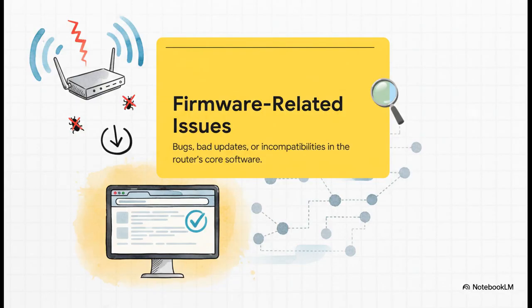And speaking of firmware, that can be a real pain. A recent automatic update can introduce all sorts of new bugs or kill performance. Before you spend hours pulling your hair out or go for a full factory reset, here is a pro tip from the trenches. Always check the manufacturer's support forums first. Chances are someone else is screaming about the exact same issue, and there might already be a known fix or a beta version you can try.